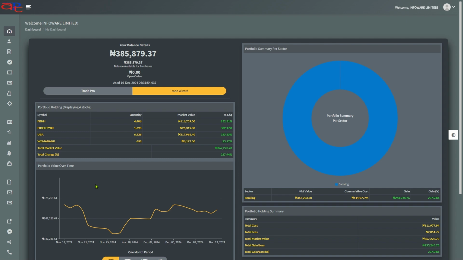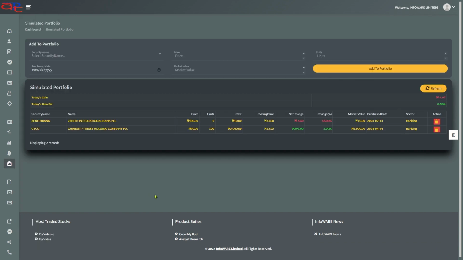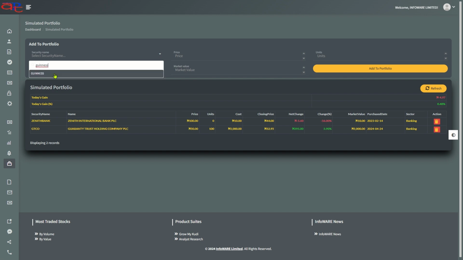You log into your Idiatrader account, you're defaulted to your dashboard, then you go to the left menu and click on Simulated Portfolio. Once you arrive at Simulated Portfolio, it is going to show you this menu screen. This is where you select the stock symbol you want to add. You click on that. Let's say I want to add Guinness to my simulated portfolio. I click on Guinness. Then, at what price?